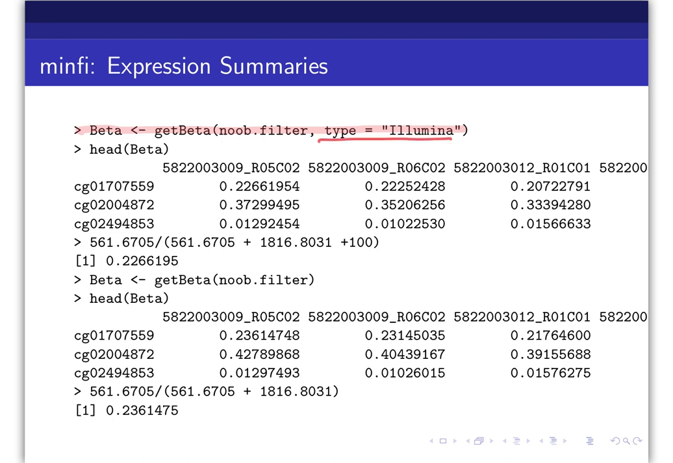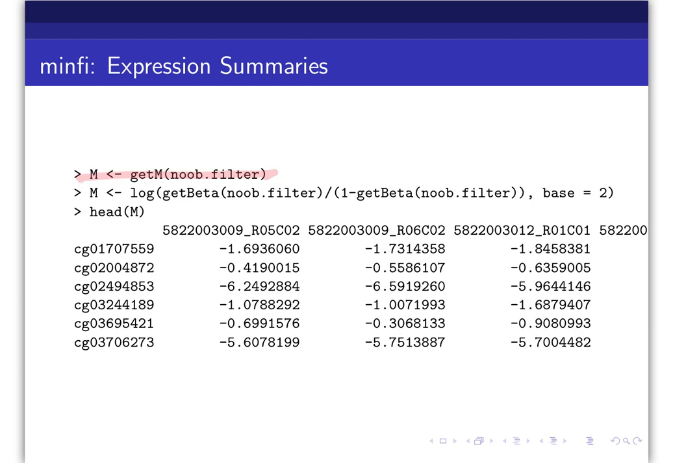If type equals Illumina, which is not the default, these are computed using Illumina's formula, which adds 100 to the denominator. If you examine the methylated and unmethylated signals for the first sample and the first CpG site on the previous slide, we see how getBeta calculates the beta value returned. The default does not add 100 to the denominator. The function getM is equivalent to extracting the logit transform of beta values, where the beta values do not include plus 100 in the denominator, and the logarithm applied is log base 2. These two expressions are therefore equivalent.